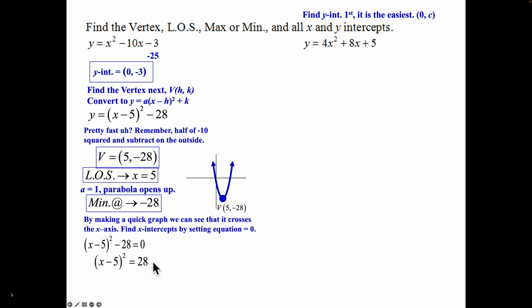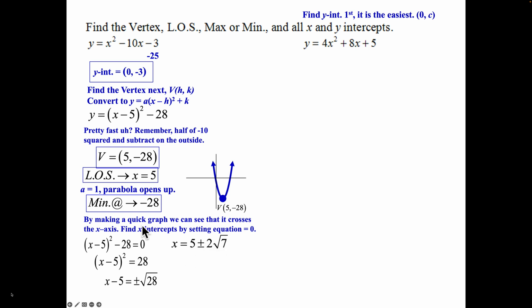Take the square root of both sides. All right, that's going to be x minus 5 equals plus or minus the square root of 28. Remember, there's a factor of 4 in there. The square root of 4 is 2, so we can factor that out. And add over the 5, you get 5 plus or minus 2 square root of 7.